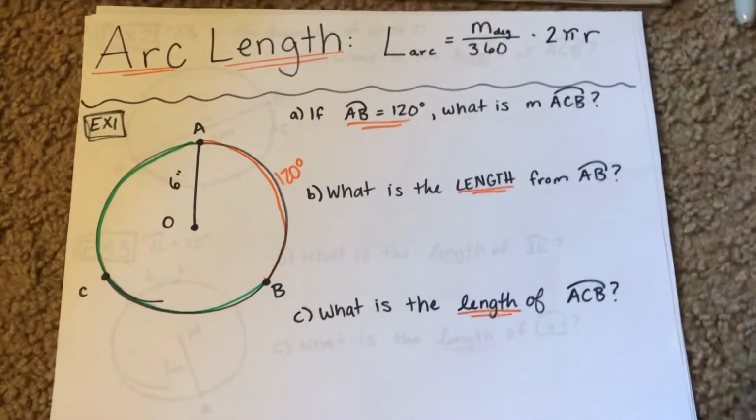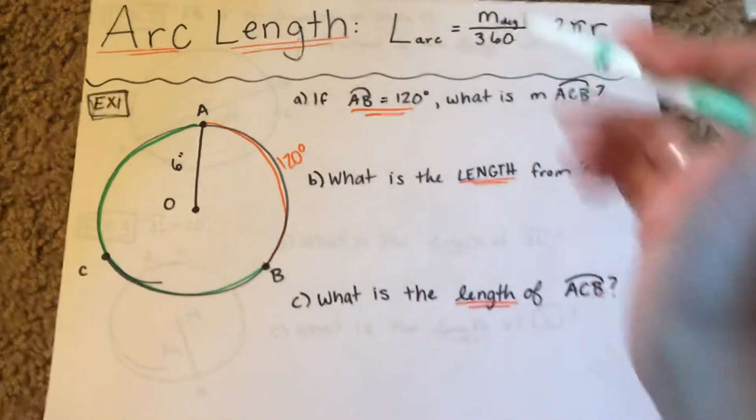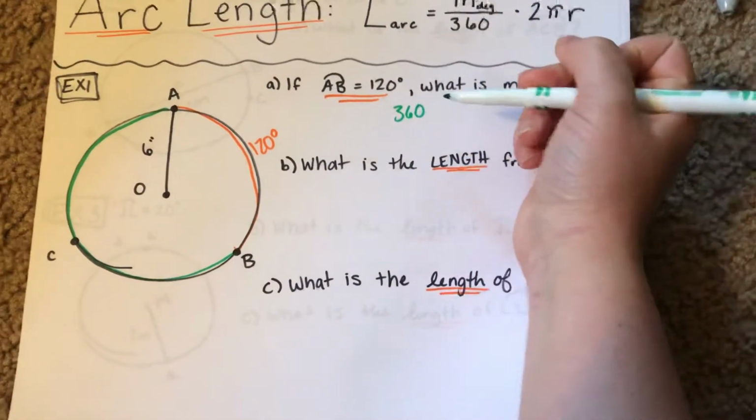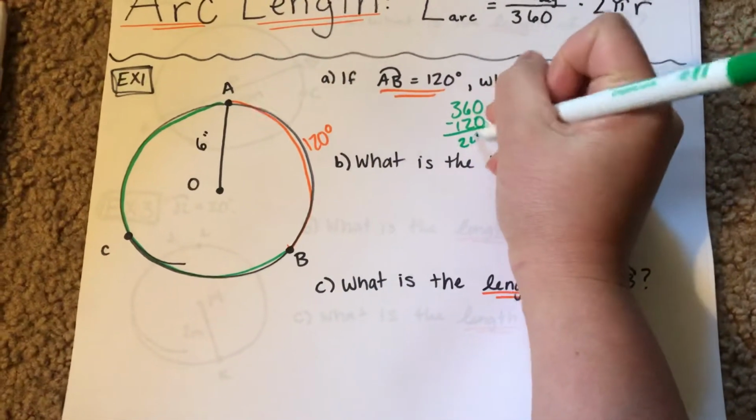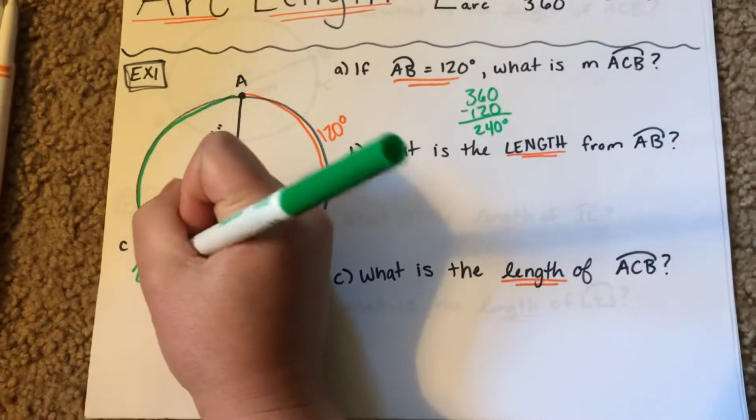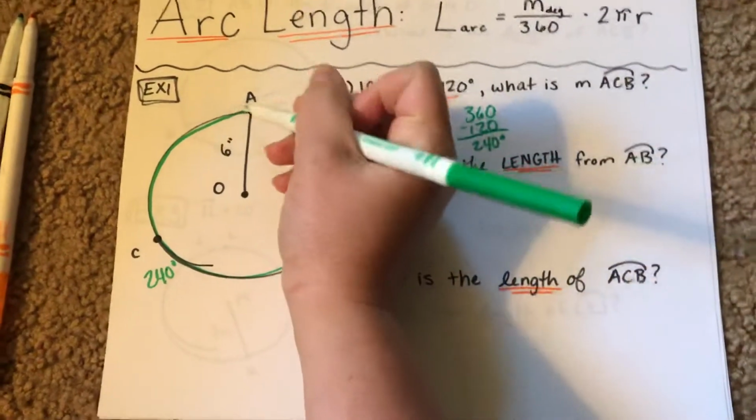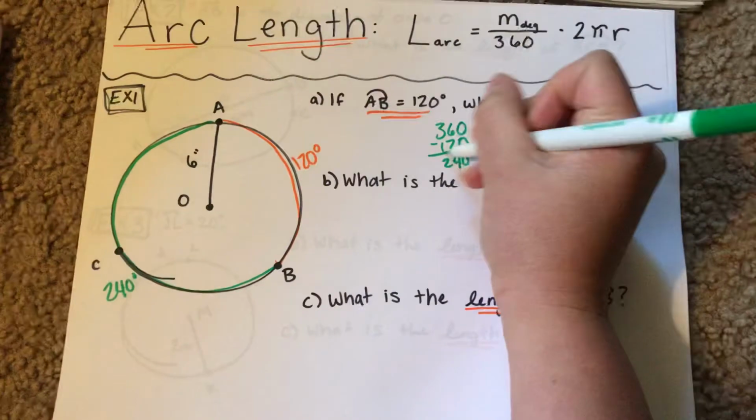If we know a circle is 360 degrees, that would be the total. We know AB is 120. I'm going to subtract that away. We're left with 240 degrees. And that's what it is from A to C to B. So that's the distance it is.